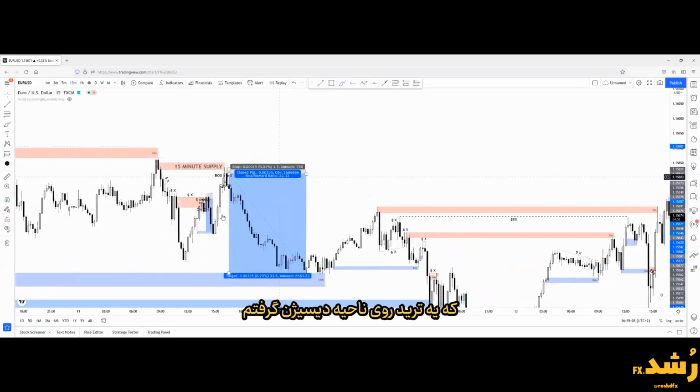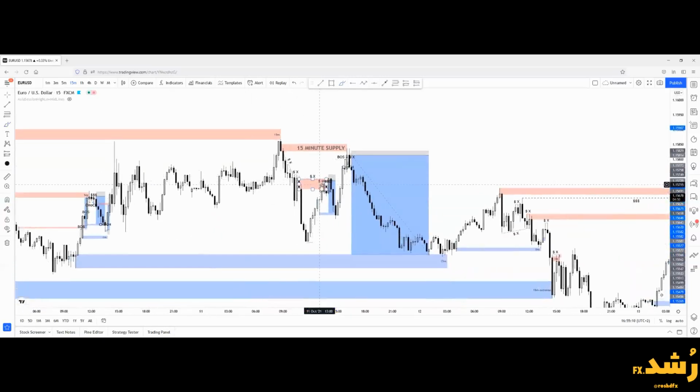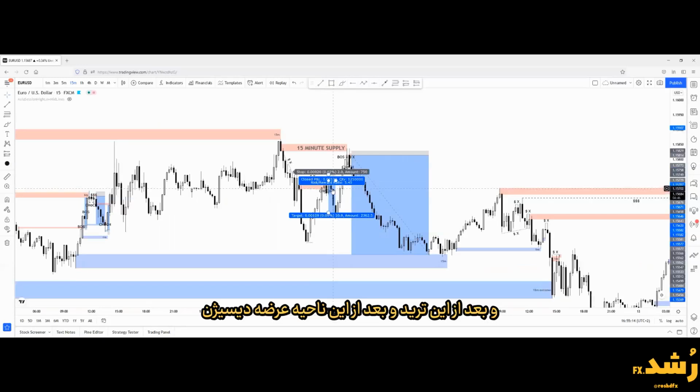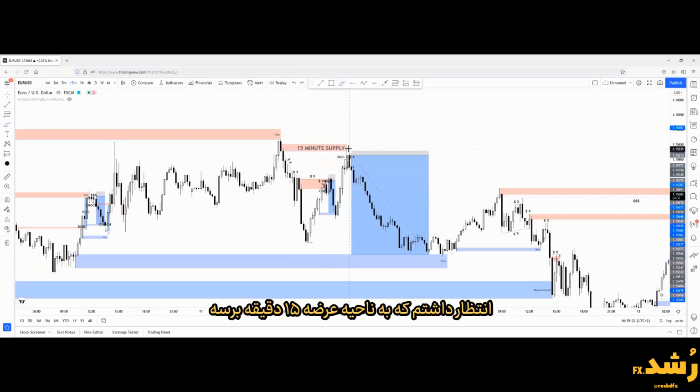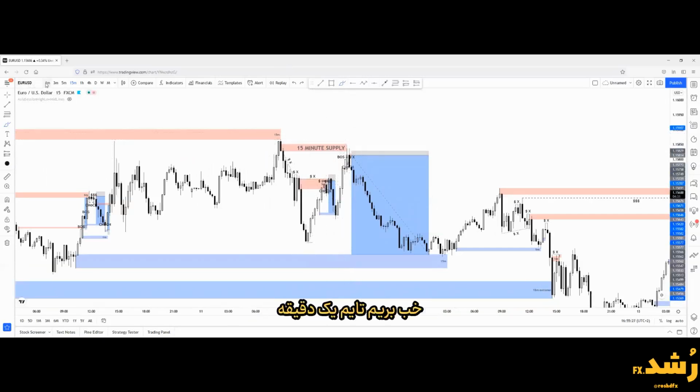So I took one trade on the decisional. I broke that down yesterday. And after that trade, after a decisional supply, couldn't take out the lows again. I was expecting the price to push up to the 50-minute supply, and I posted that too in the common group. So switch to the 1 minute.